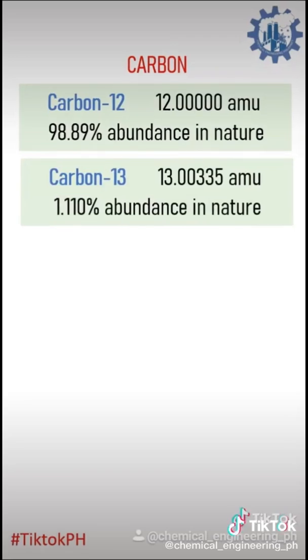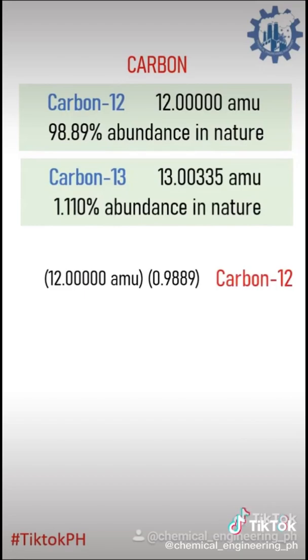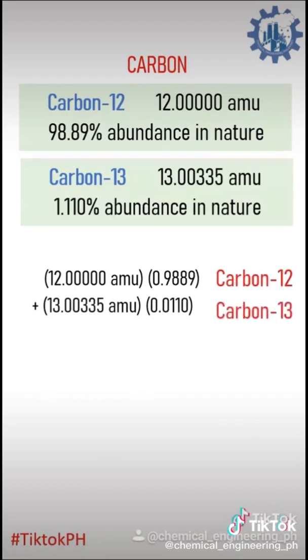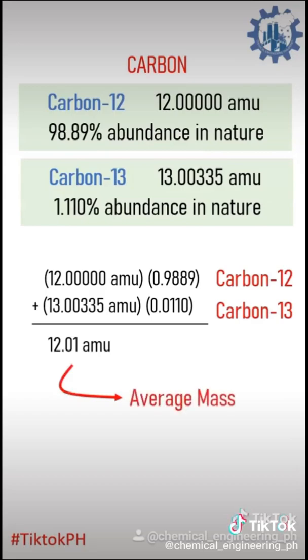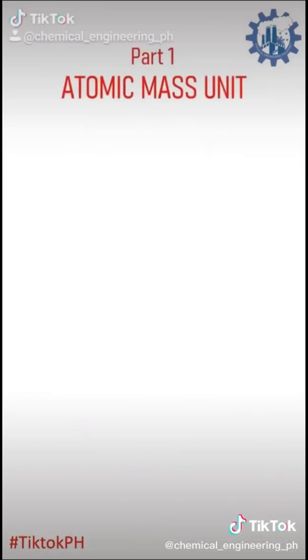In calculating the average atomic mass, we need to multiply each mass by its isotopic abundance. In this example, we will multiply the atomic mass unit of carbon-12 by its percent abundance. We are going to add it to the carbon-13 atomic mass unit multiplied by its isotopic abundance. The answer will give us 12.01 atomic mass unit, and this is the average mass of carbon. This is the first part of our discussion about atomic mass unit or AMU.